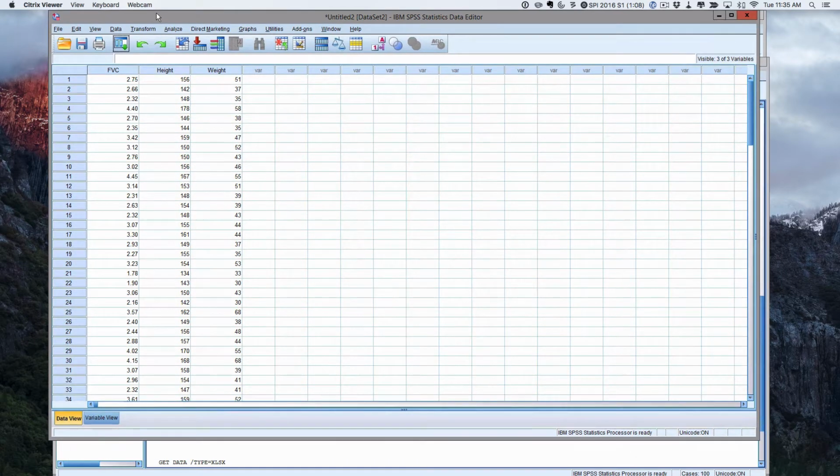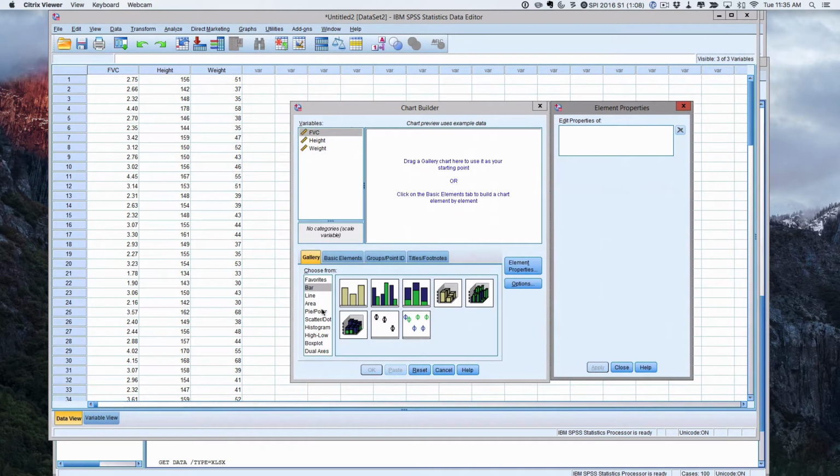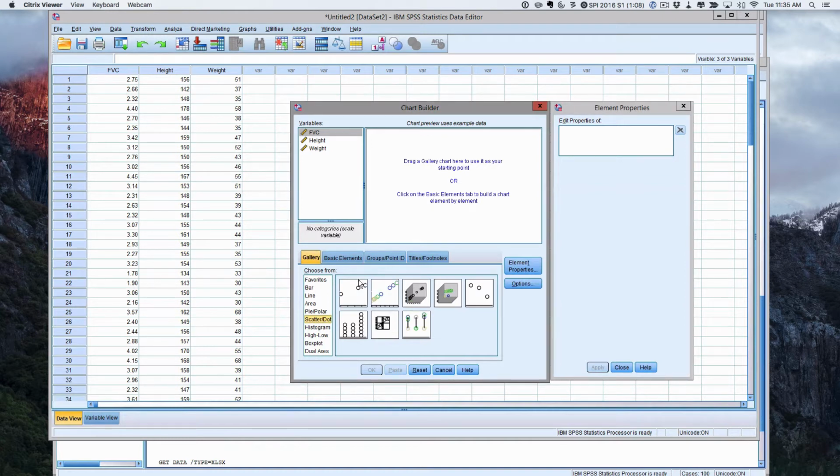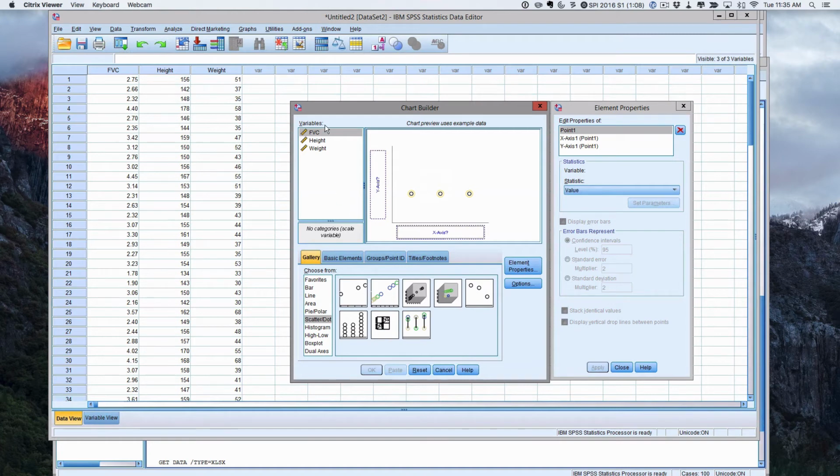So the first thing we're going to do when we're comparing quantitative variables, so we're going to compare FVC with height, is we do a scatter plot. So Charts, Graph Builder. Yeah, that's fine. So we come down here, there is Scatterplot. We'll do the simplest one here, which is simple scatter. Drag that up. And we want to predict lung capacity using height. So the thing we want to predict, the response variable, goes on the y-axis. And the thing we're going to use to predict it, in this case height, is going to go on the x-axis. Then we click OK.